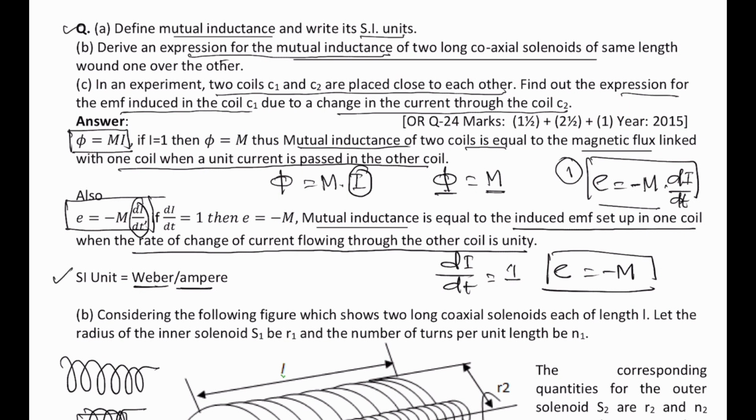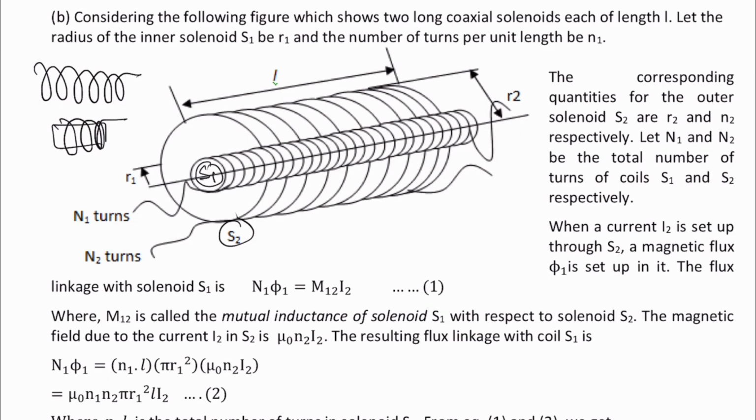Now we will explain this. Two coaxial solenoids are there, and we have to find the expression for mutual inductance. Suppose there are two solenoids. The inner solenoid is S1, the outer solenoid is S2. The inner solenoid has number of turns N1, the outer solenoid has number of turns N2. The radius of the inner solenoid is R1 and the radius of the outer solenoid is R2, correct? So we have defined this.